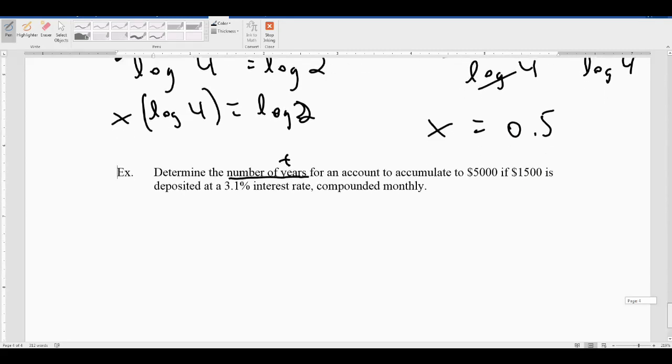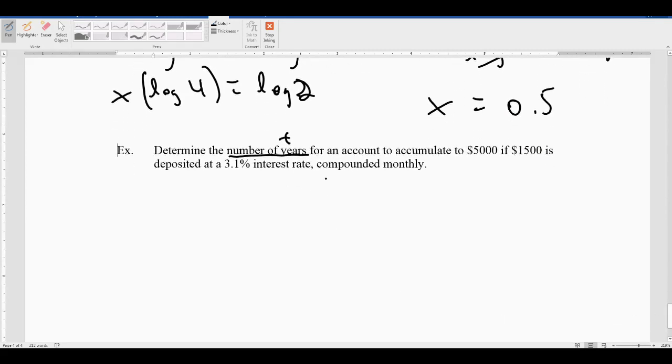So here we go. We're going to try to solve for the number of years. In order to do that, notice it's compounded monthly, so it's a compound interest problem. So we're going to use this formula once again. This one could be quite difficult, so just be aware.